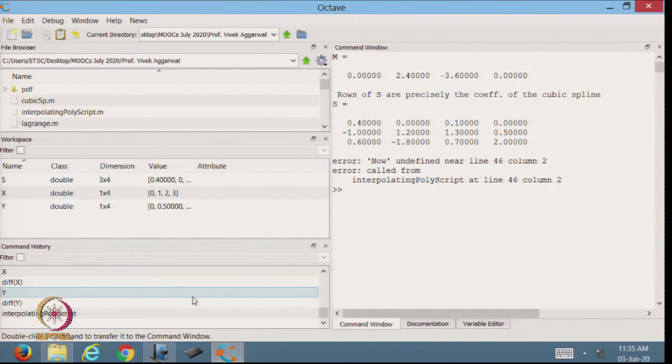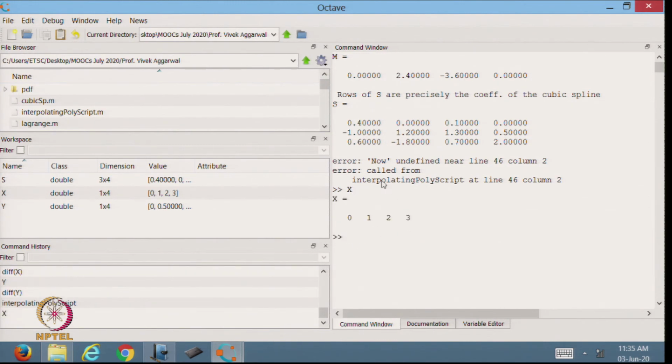This one, error. So, this is my m, the coefficient I got: 0, 2.4, minus 3.6 and 0. This is the end points that was already 0 and this is the in between points, and this is the rows of the coefficients, the cubic spline. So, that is the 0.4, 0, 1, 0. So, this is the first cubic spline, so this is my x. From 0 to 1 this is my cubic spline, from 1 to 2 this is my cubic spline, its coefficients are there, and from 2 to 3 this is my coefficient.